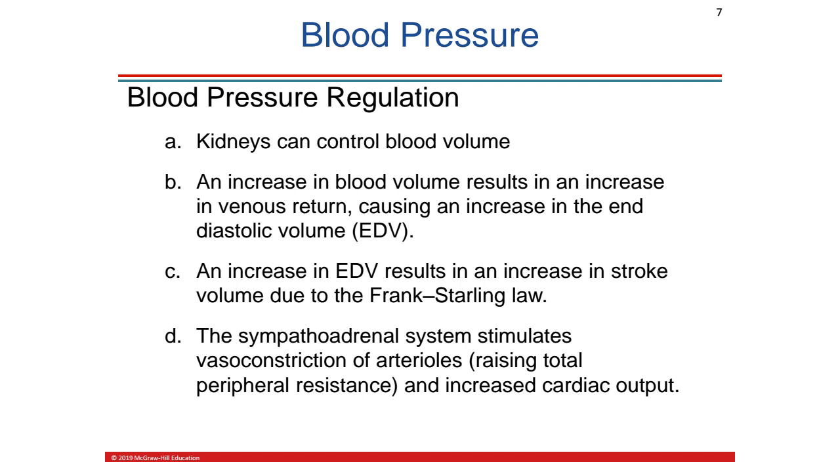Oh, and I should mention that this sympathetic nervous system can also affect blood volume indirectly. An increase in sympathetic activity leads to vasoconstriction of the arterioles in the kidney, leading to a reduction in urine output. And so that would lead to maintaining blood volume high, and that would lead to an increase in blood pressure.